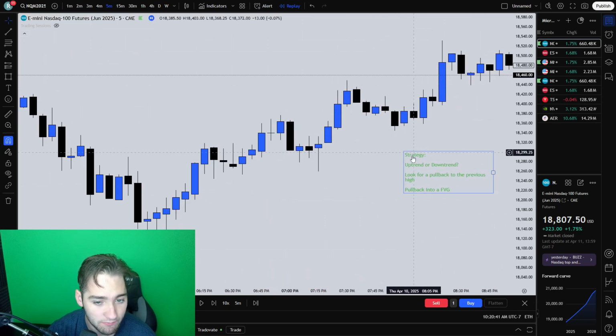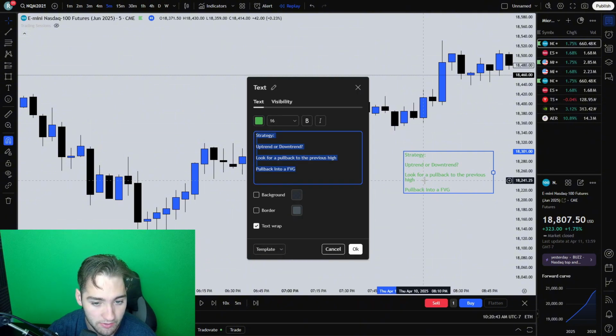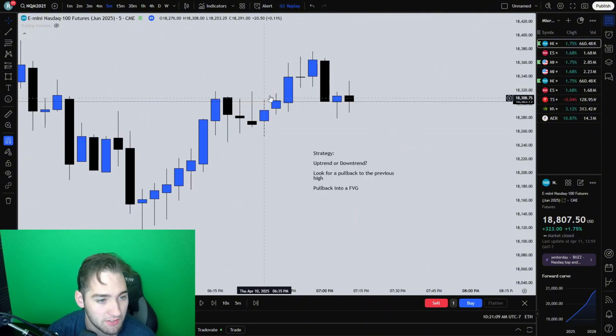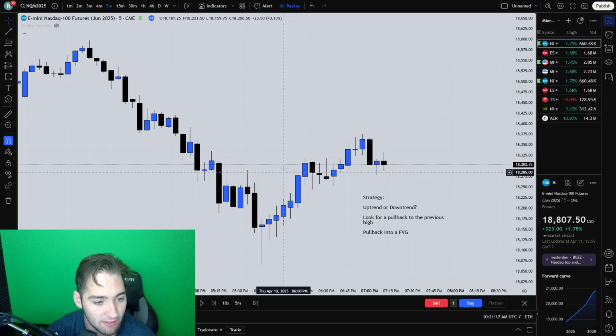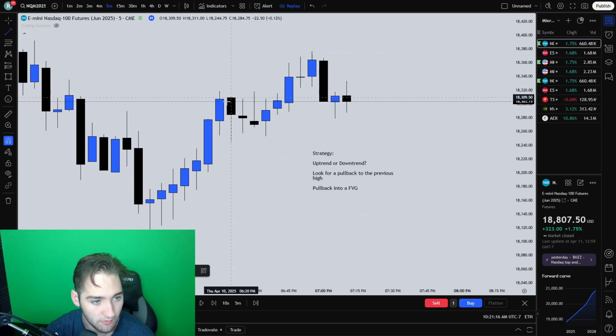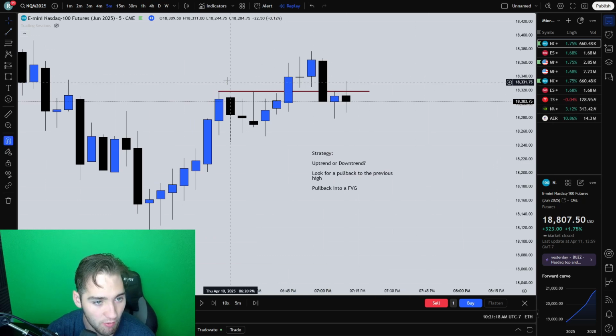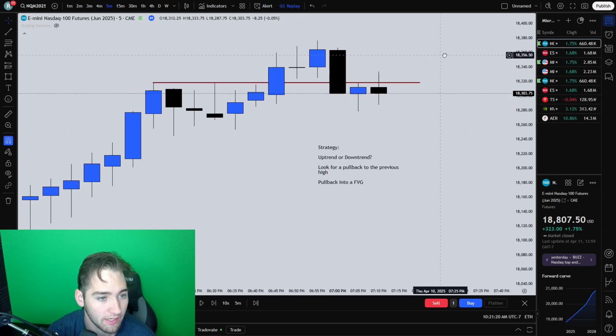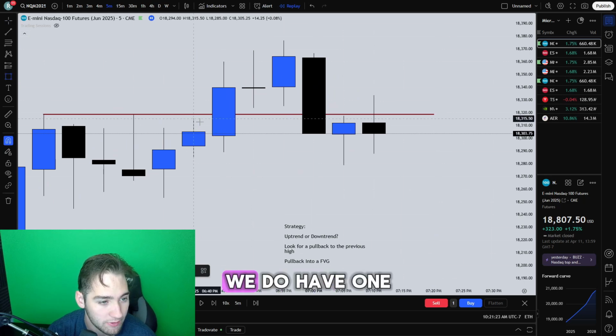And as you can see, if we go ahead and apply this here, let me change this here. So we had this uptrend, a little uptrend here after that downtrend. Okay, cool. Now we know we're on an uptrend. From this high, we're going to go ahead and mark this out. Price pulls back. Okay. Do we get a fair value gap? Well, we do have one here.